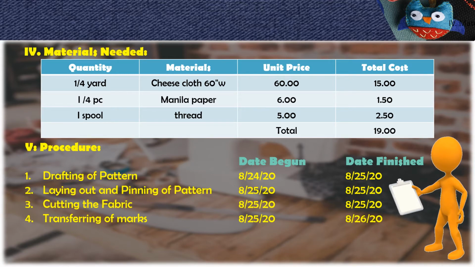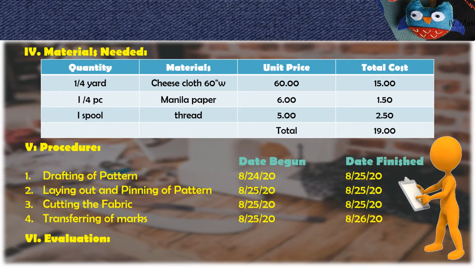And then the sixth part of the project plan is the evaluation. This uses the scorecard to evaluate the project. So evaluation is also the criteria and ways on how to assess the performance in making a project.